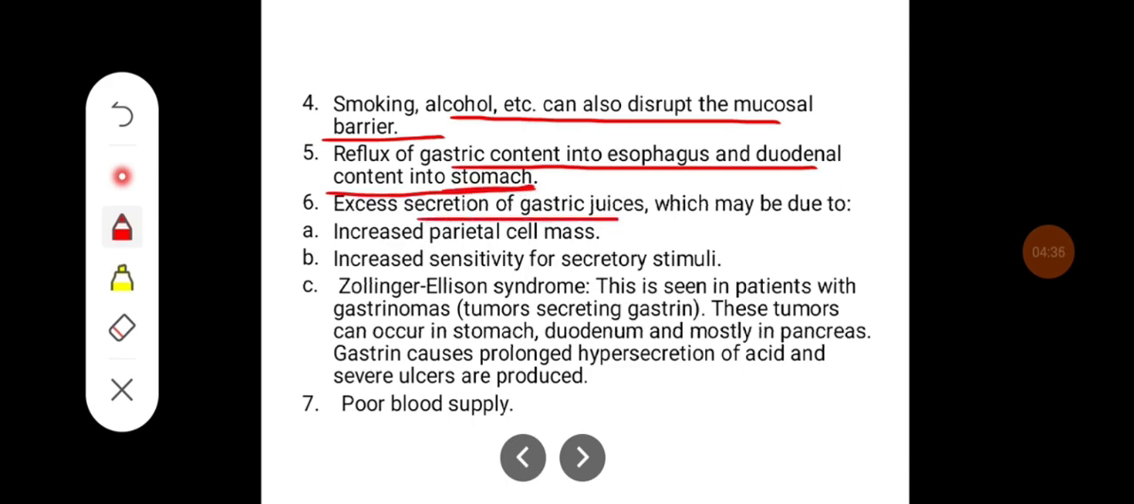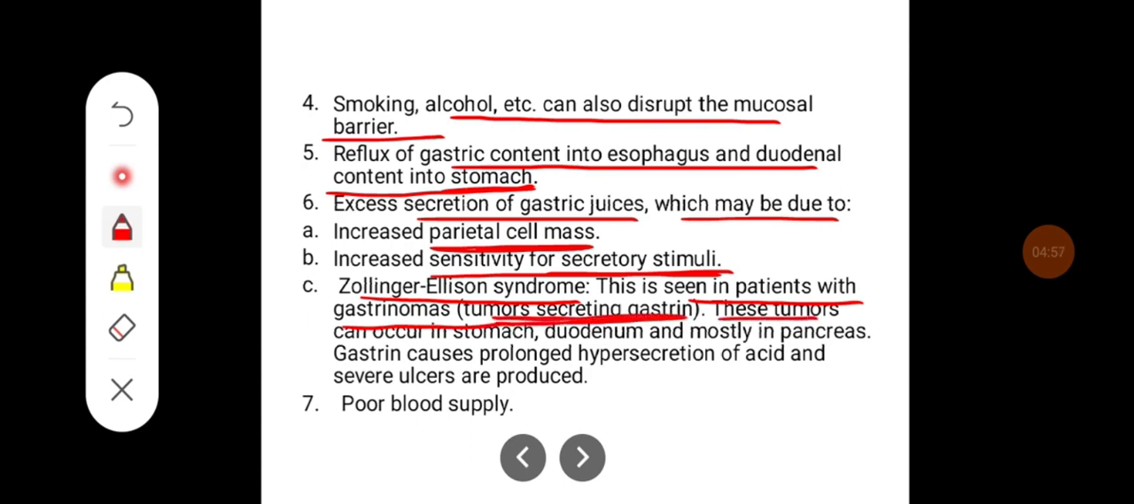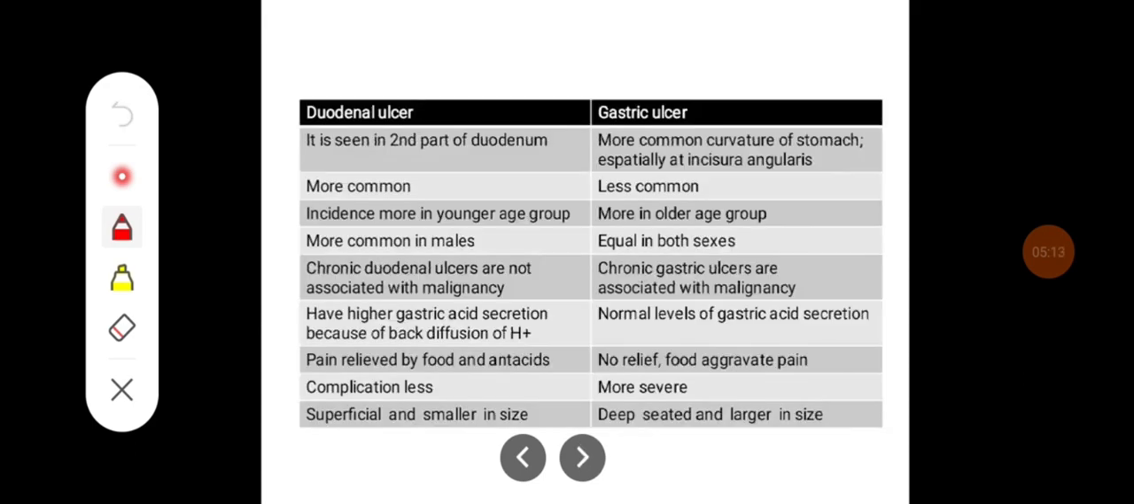Excess secretion of gastric juices may be due to increased parietal cell mass, increased sensitivity to sensory stimuli, and Zollinger-Ellison syndrome, which is seen in patients with gastrinomas, that is, tumors which secrete gastrin. These tumors can occur in the stomach, duodenum, and mostly in the pancreas. Gastrin causes prolonged hypersecretion of acid and severe ulcers are produced. And sometimes poor blood supply can cause ulcerations.